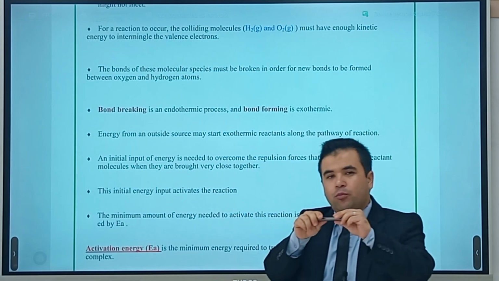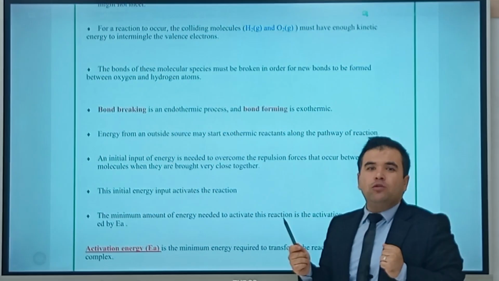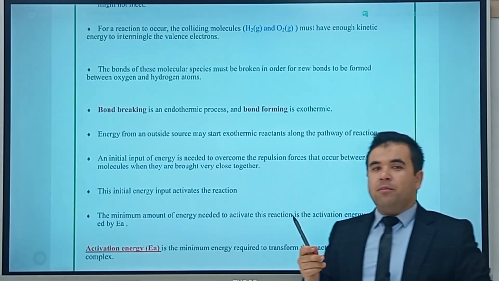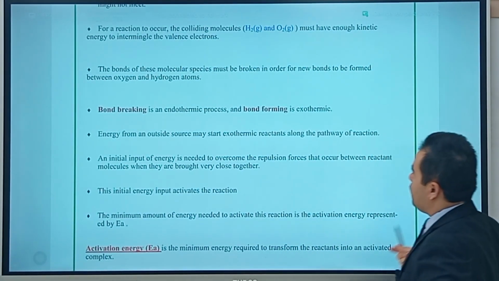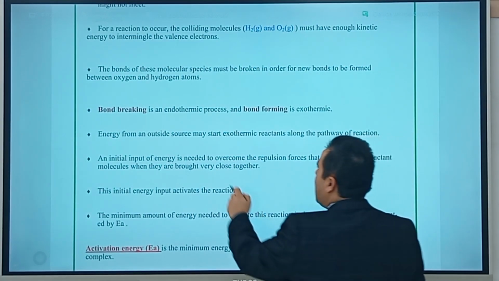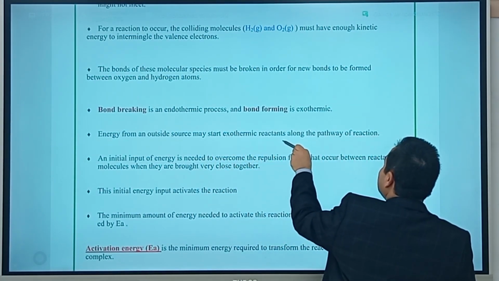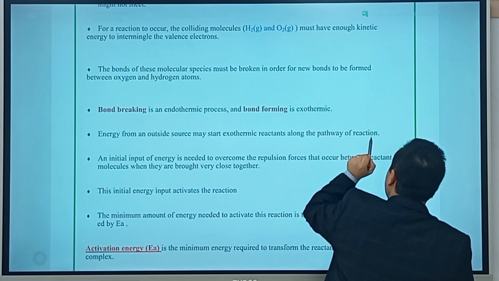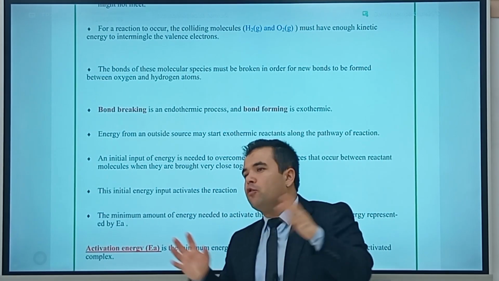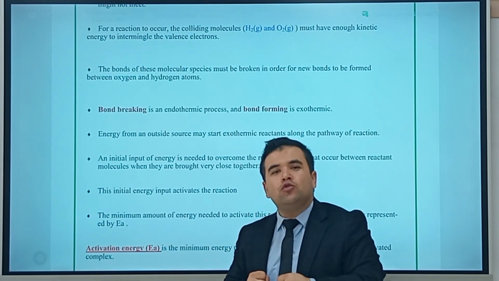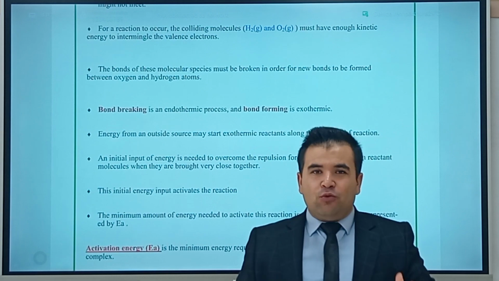Why? Because in order to break a bond, we need to provide energy, but forming a bond is exothermic. Formation of a bond releases an amount of energy to the surroundings. Energy from an outside source may start exothermic reactants along the pathway of reaction. We have to provide energy from the outside source in order to ignite the reaction or to start the reaction.